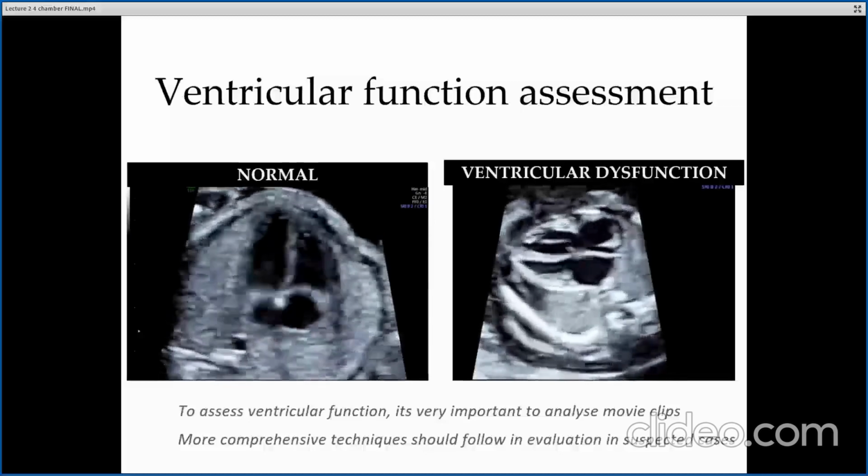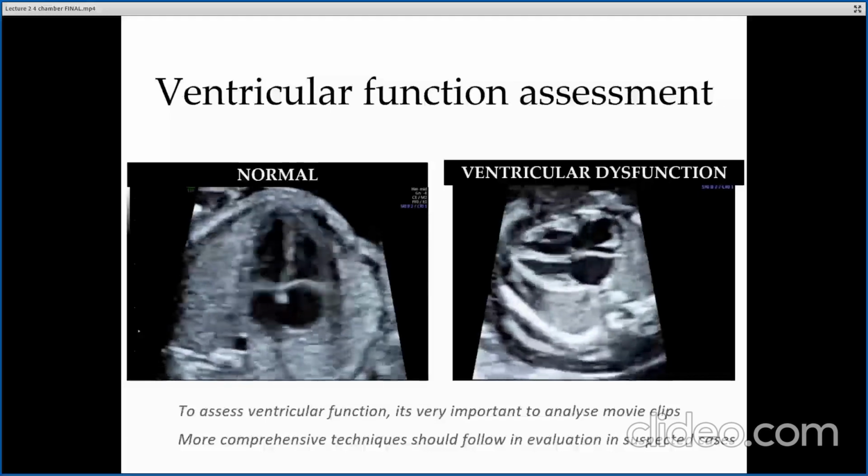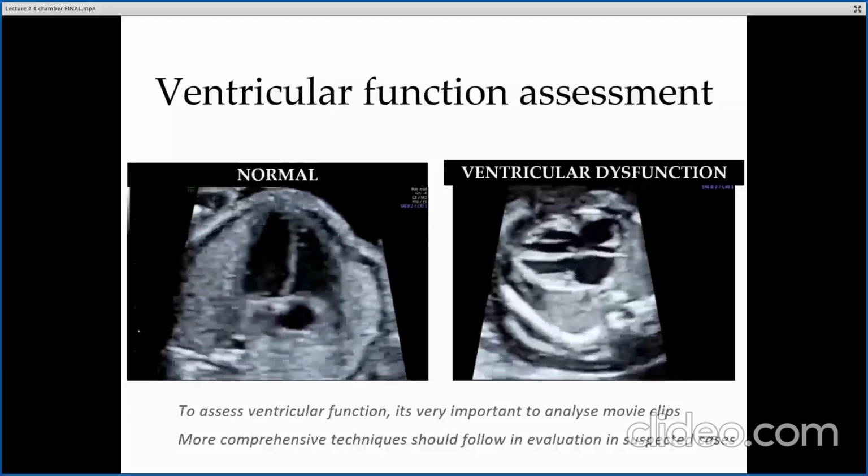So in the assessment and when you record your images, please remember to record at least one good movie clip of the four-chamber view, both in grayscale as well as in color flow mapping. Whenever there is ventricular dysfunction, then we should go on to the further methods to assess the ventricular function in detail.